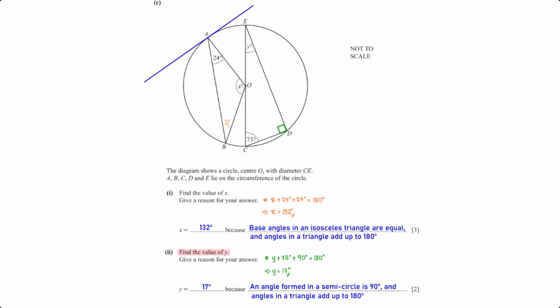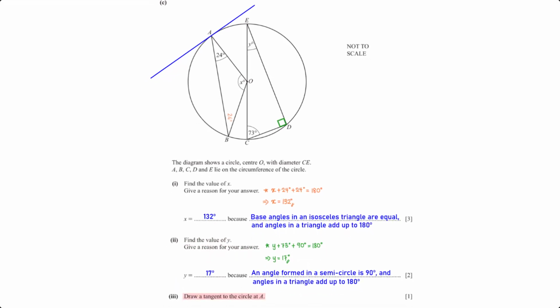Find the value of y. Give a reason for your answer. An angle formed in a semicircle is 90 degrees. The sum of the angles in triangle ECD must add up to 180 degrees. So we have y plus 73 plus 90 equals 180. When we make y the subject, we get y equals 17 degrees.